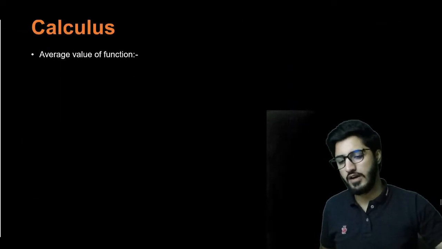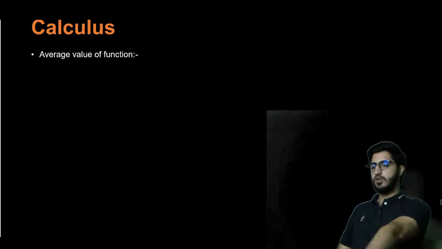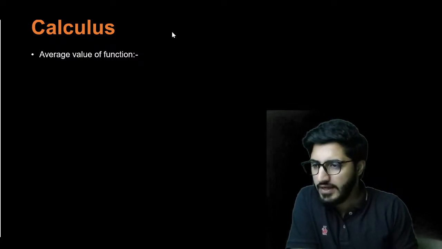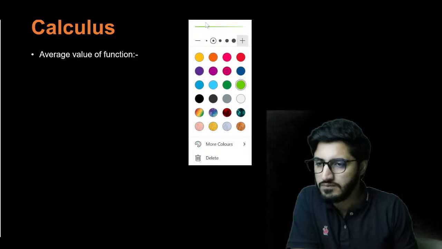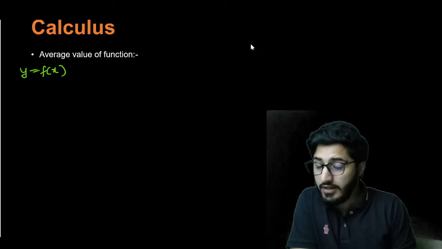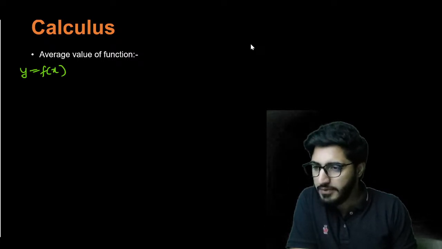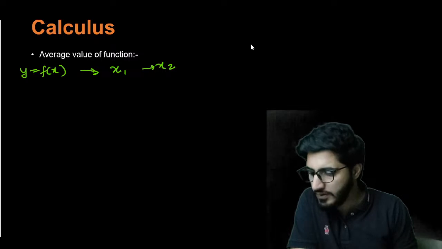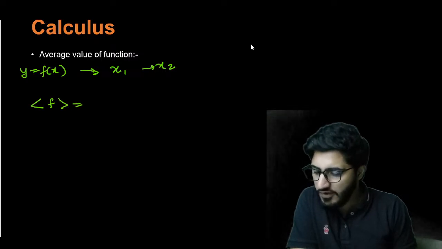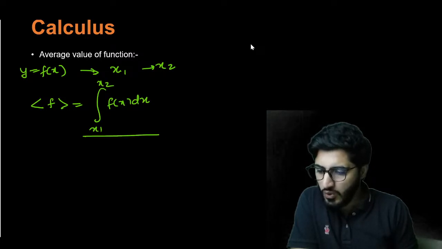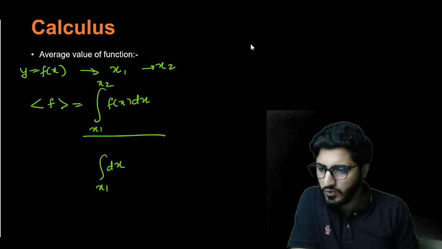Okay, now we have the average value of a function. We have to find out the average value of a function. How can we do it now? Suppose we have a function y equals f of x. What would be the average value of this function from x1 to x2? Look, the average value of this function would be equal to the integration of f of x dx from x1 to x2, whole divided by the integration of dx from x1 to x2.